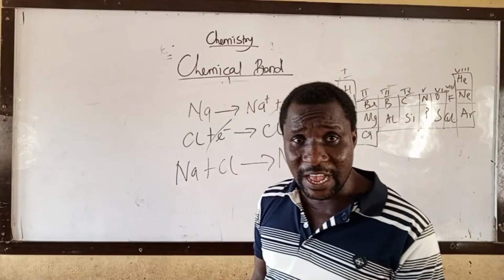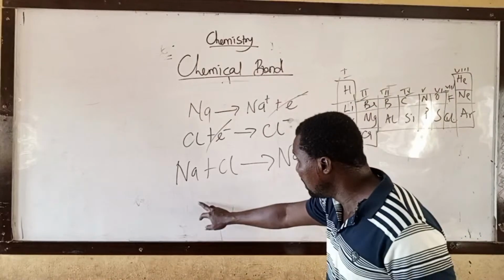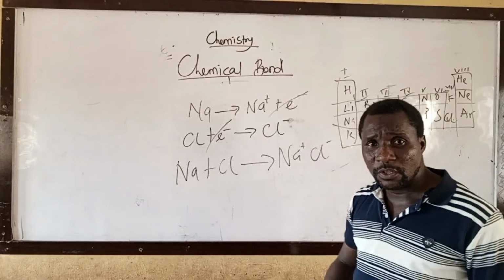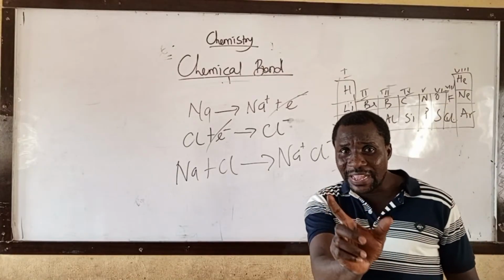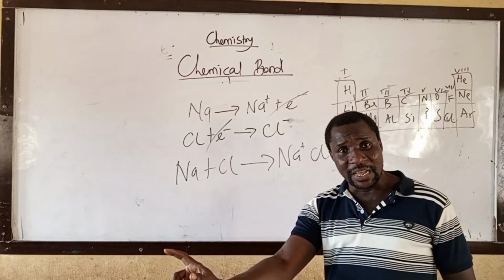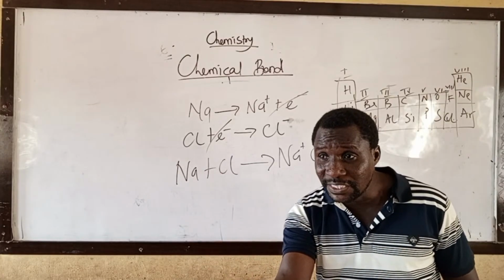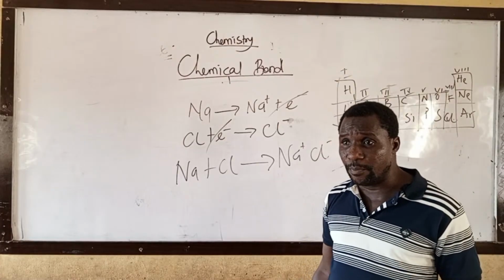In the entrance exam, they will just give you a compound and ask what bond occurs in it. When you see a compound, first of all, identify the metal and identify the non-metal. If you see a metal and a non-metal, what bond is that? Ionic bond, electrovalent bond.